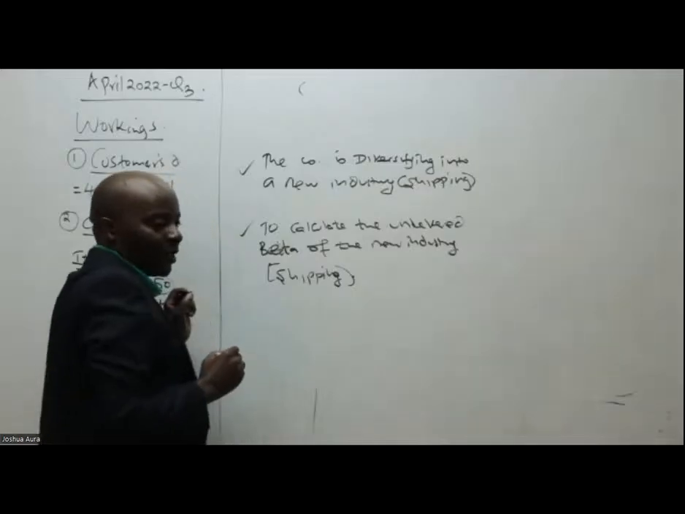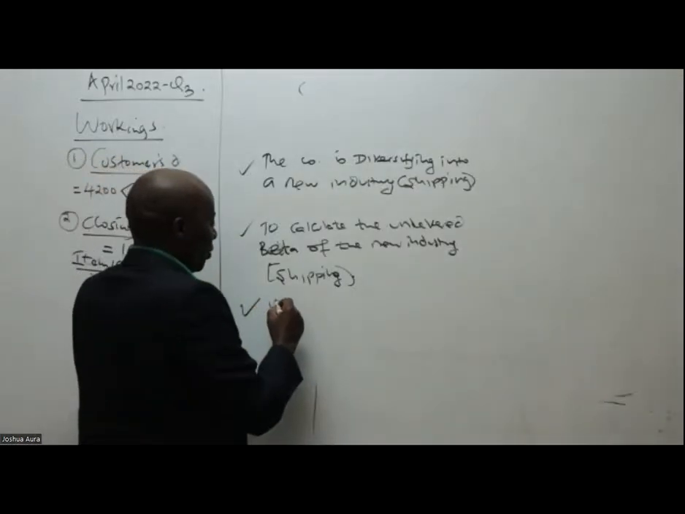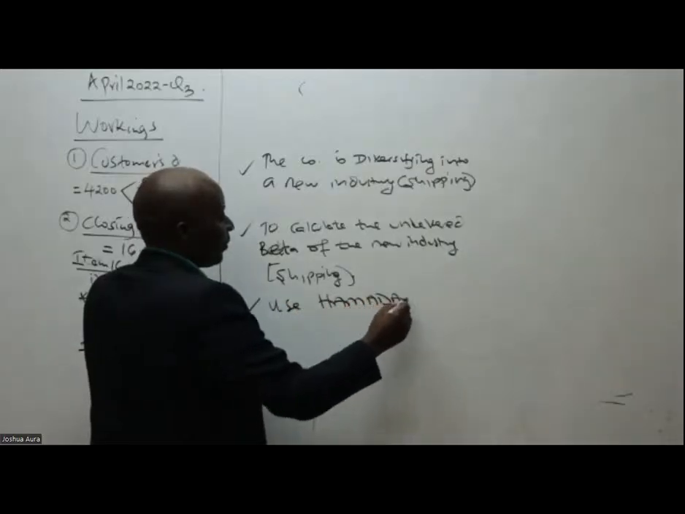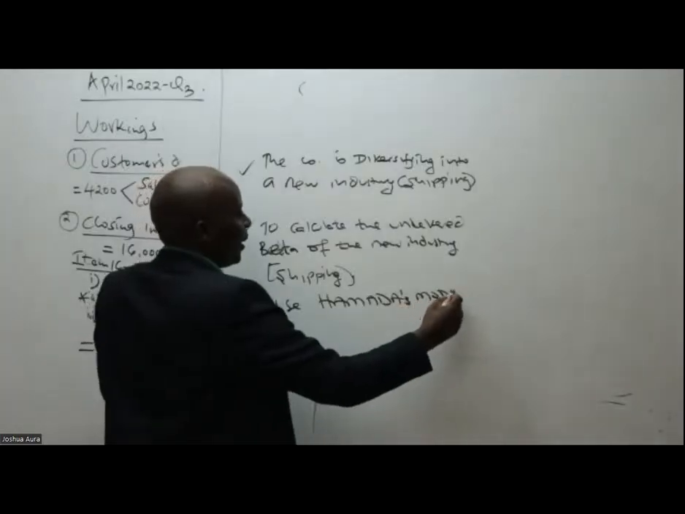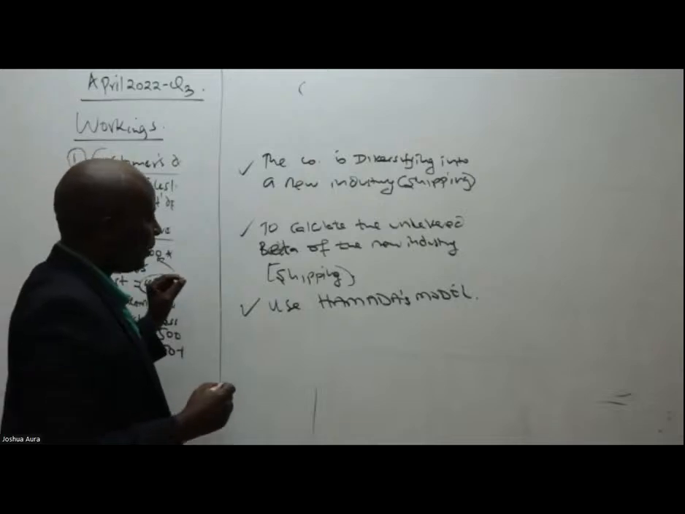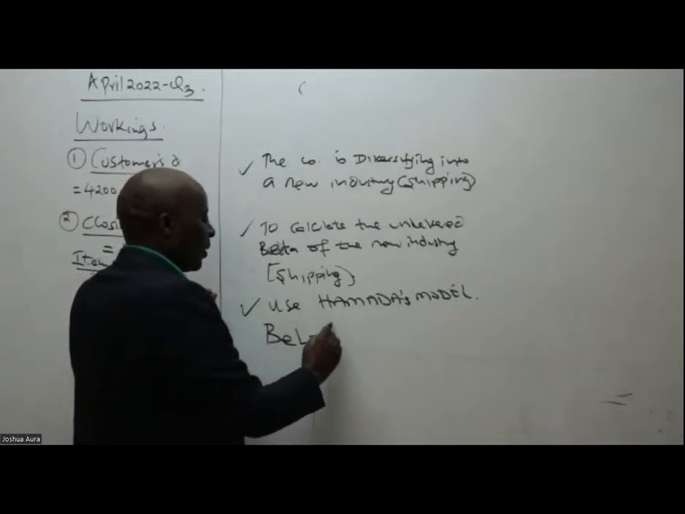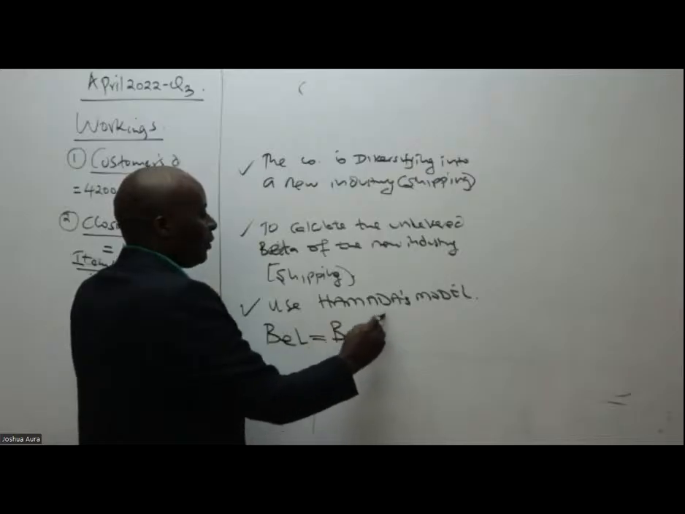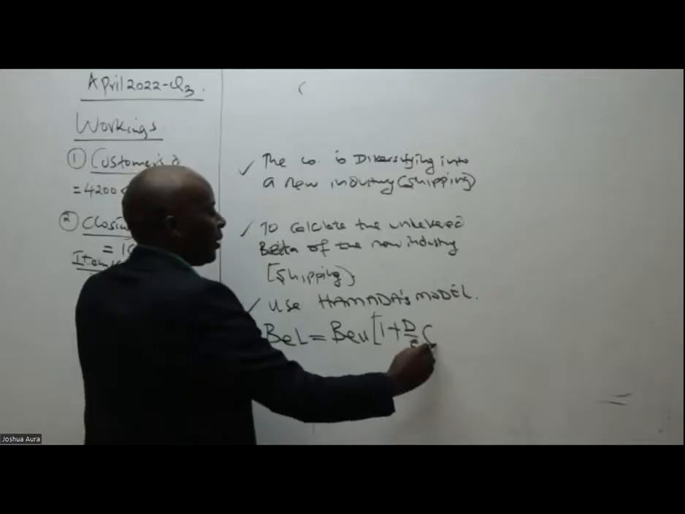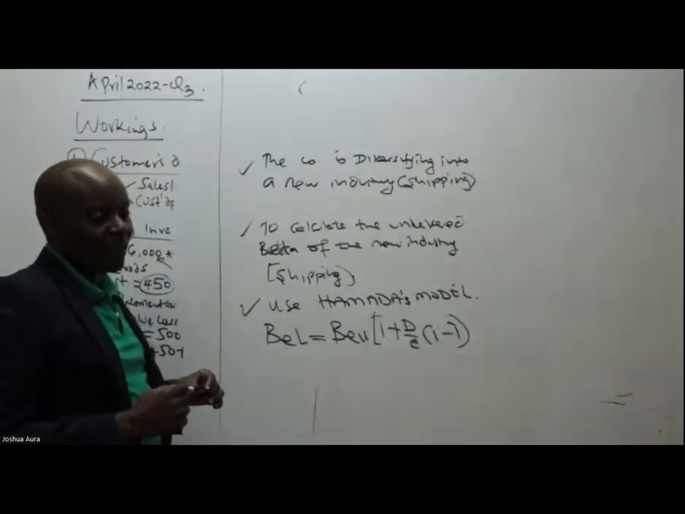Great. Which model do we use? Use Hamada's model. Right? And if you remember Hamada's model, we have beta equity of a levered firm equals beta equity of the unlevered firm times 1 plus debt over equity, times 1 minus tax, 1 minus taxation.